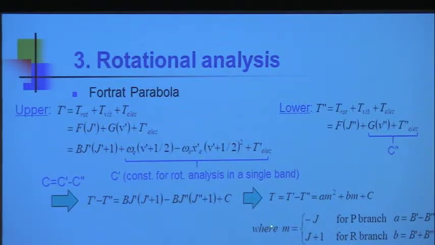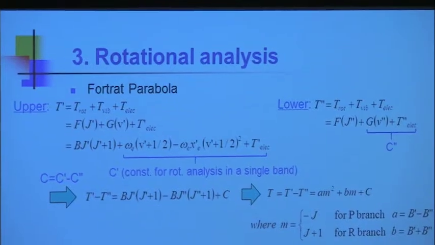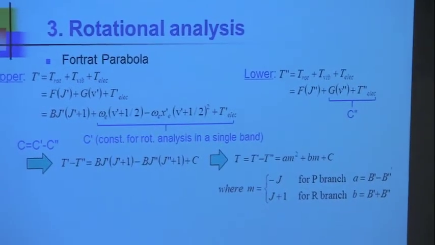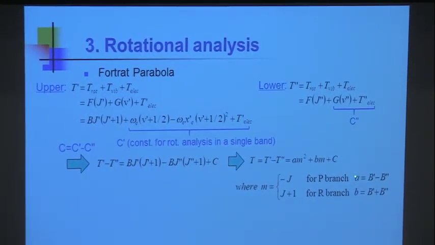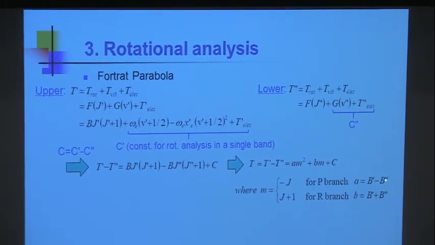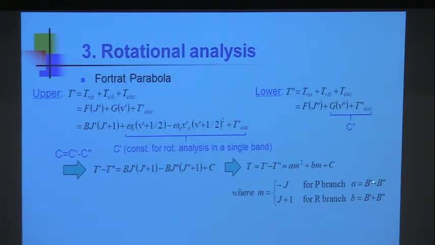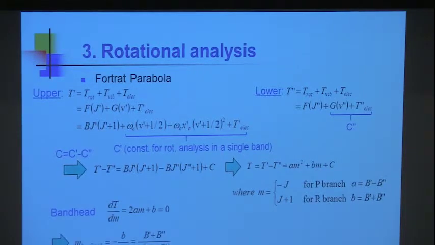If you write M as either minus J or J plus 1, all of the lines in P and R combine into a single equation, where A is the difference in the B's. Remember now, this is B upper, and this is B lower, but this is a different electronic state. So this A could be a pretty big number. And it can be negative. And this little b is the sum. That's a positive number.